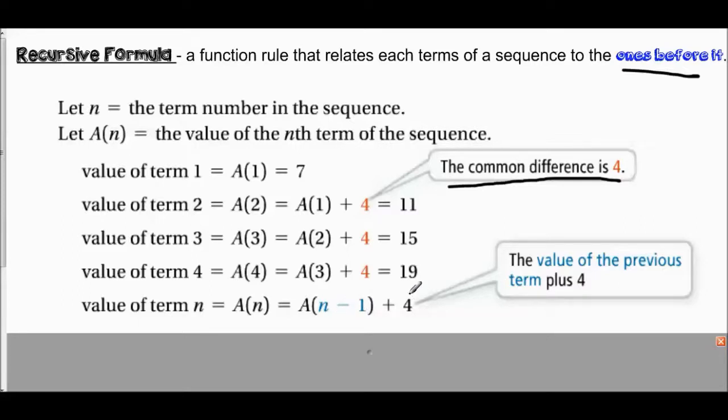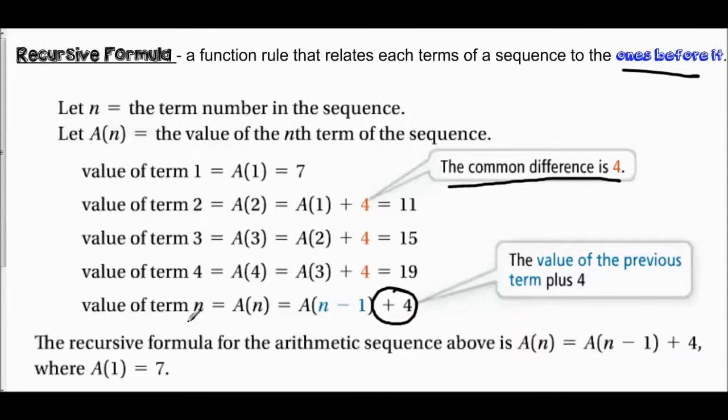And then you have the common difference. Common difference is 4. That's where it goes. It's the value of the previous term. That's what, in blue, n minus 1 is, plus 4. So for this situation, the recursive formula for this sequence, a of n, is equal to a of the previous term, n minus 1, plus 4.